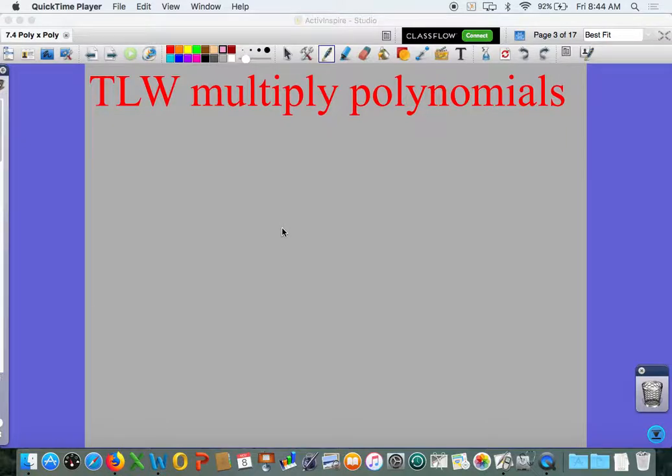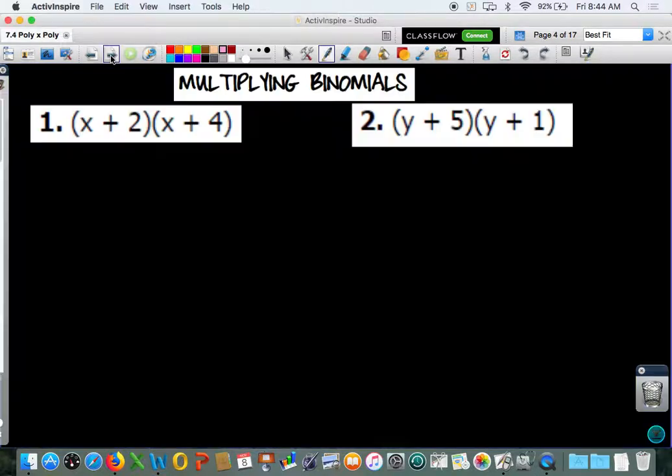Today we're going to multiply polynomials. Multiplying binomials. We're going to start with binomials, and then we will get to bigger. So we've got to start with binomial times a binomial. Binomial times a binomial, there's two ways to solve them. The first one has an acronym. It is FOIL.